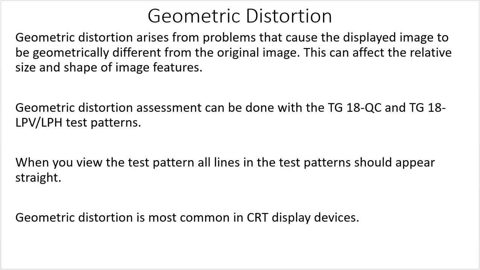So, geometric distortion. It arises from problems that cause the displayed image to be geometrically different from the original image, and this can affect the relative size and shape of image features. So, whatever the kidney looks like in the image, you want the kidney to look like that on the screen. You want the patient's kidney, the image of the kidney that was taken with a machine, and the way the kidney is displayed on the monitor to all be the same. You don't want the kidney to look different on the monitor.